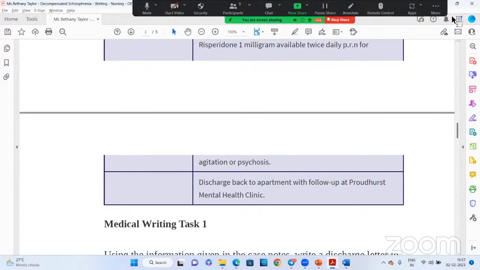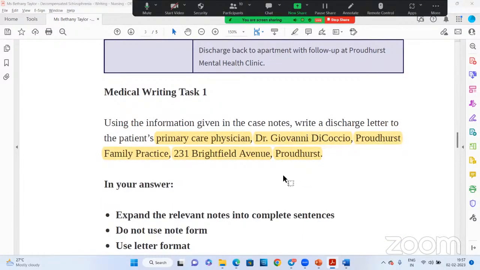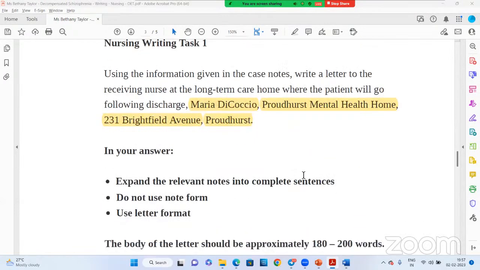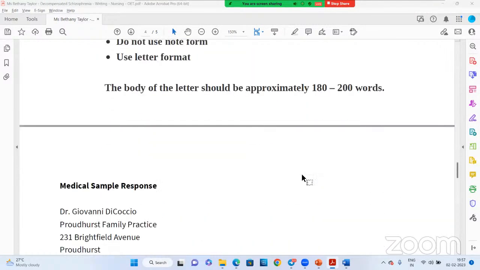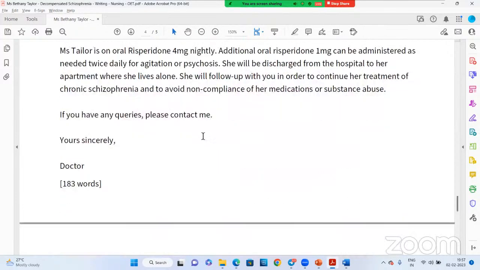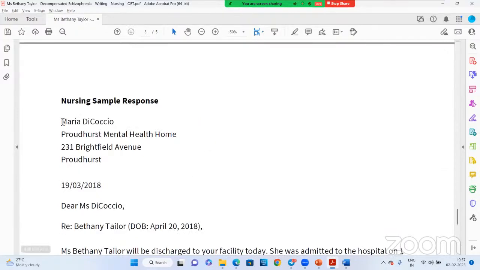So this is how you are going to take the address. Let us see the medical sample. This is how we are getting the address. And let us see the nursing sample. We are getting the address. Next, the date: 19th March 2018. How come 19th March 2018?